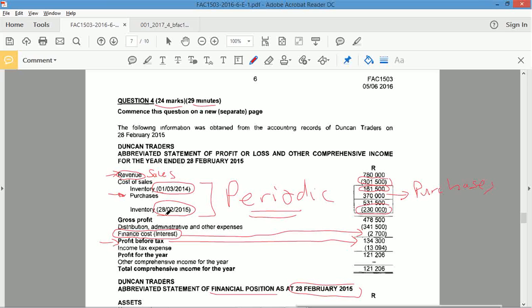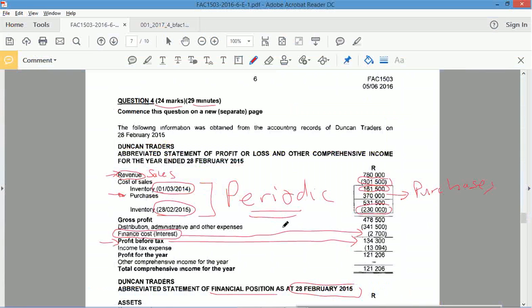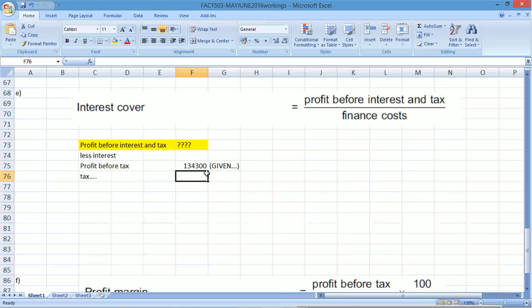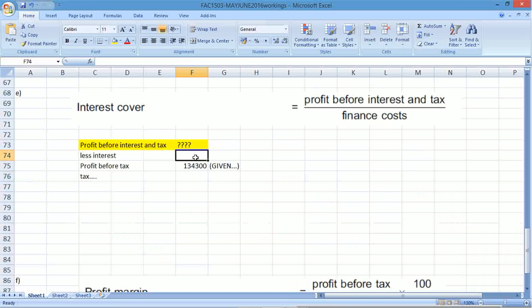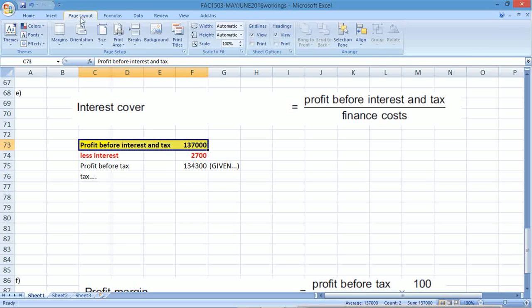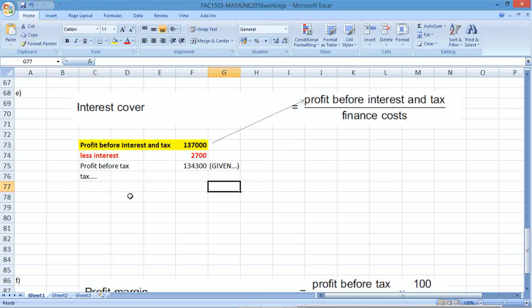So what is the profit before tax? There it is: profit before tax, 134,300. Then you've got finance costs, interest, which is 2,700. Obviously, you would subtract the interest. So if I want the profit before interest and tax, I need to add it back. This figure will be the profit before tax plus the 2,700. Now I know what that figure is, and I'm going to substitute that into my profit before interest and tax.